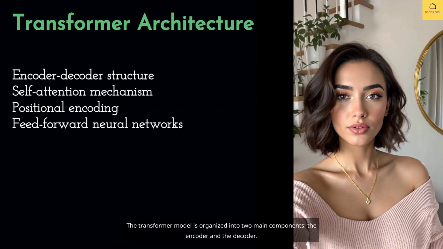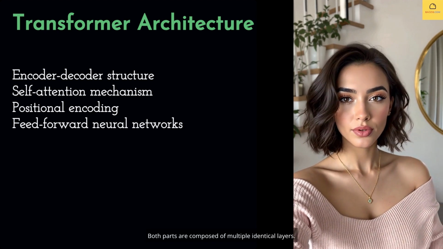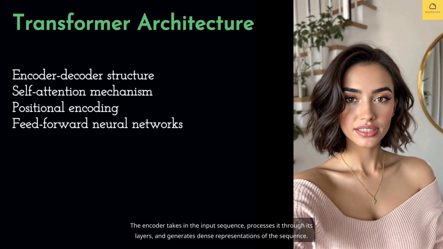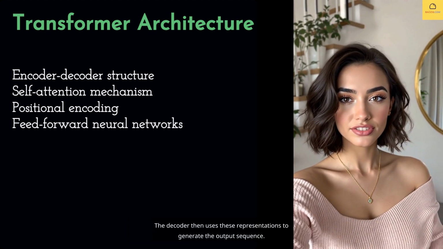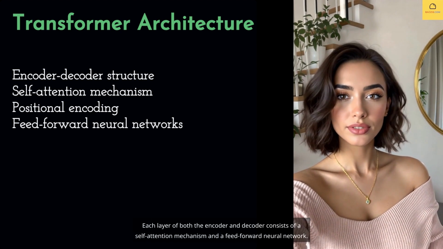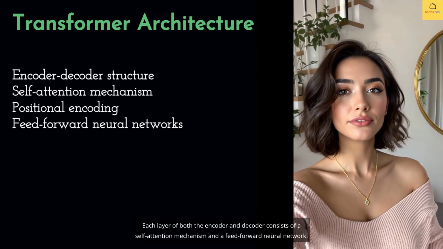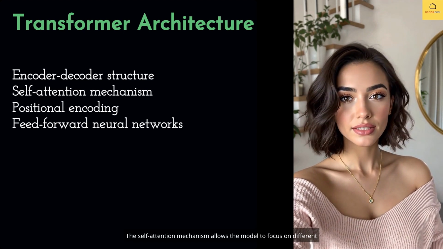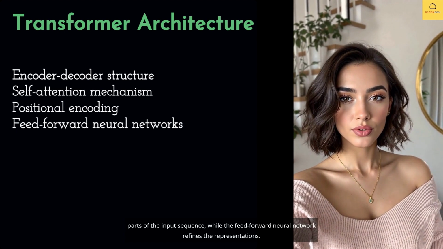The transformer model is organized into two main components, the encoder and the decoder. Both parts are composed of multiple identical layers. The encoder takes in the input sequence, processes it through its layers, and generates dense representations of the sequence. The decoder then uses these representations to generate the output sequence. Each layer of both the encoder and decoder consists of a self-attention mechanism and a feed-forward neural network.